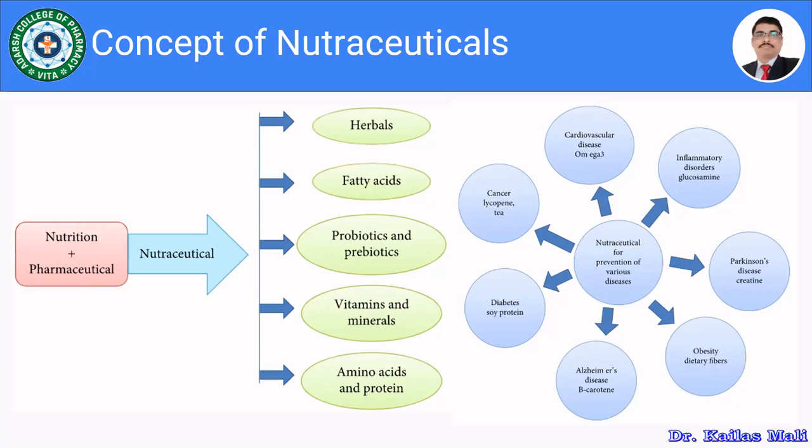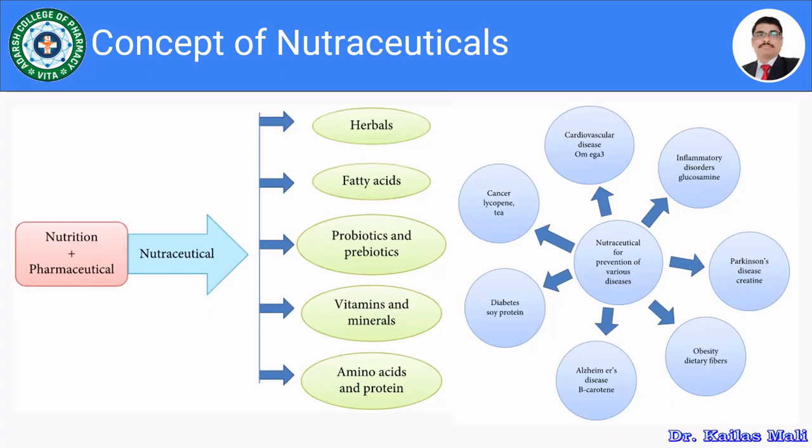Parkinsonism disease, yes, it is age related. Alzheimer disease, again, it is age related. And in this disease also, we are using the nutraceutical known as beta carotene, right? Most of the vegetables are rich in beta carotene, which could be useful in the treatment and prevention of Alzheimer disease.